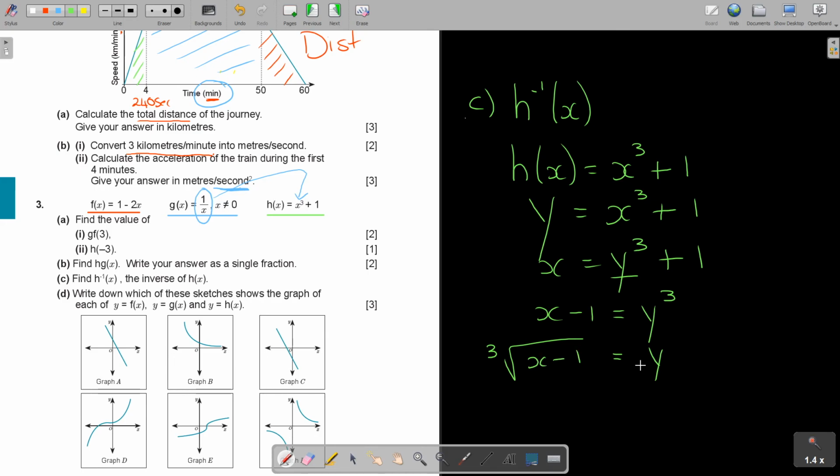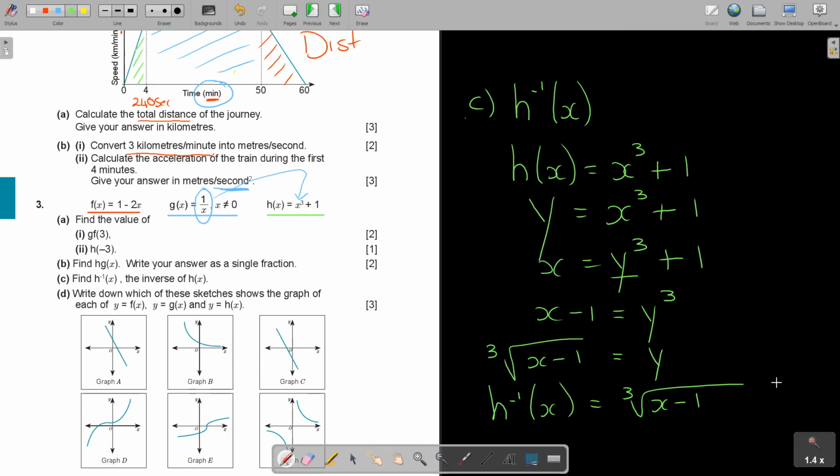And now, just going to make this the new. So, don't make it f. The name is not f, the name is h. So, h minus 1 of x, and it's going to be the cube root of (x minus 1). If it's cube root, you just write the sign. But if it's square root, don't forget your plus minus. But it was not a square root. And that was your final answer. Okay. And then the last one.